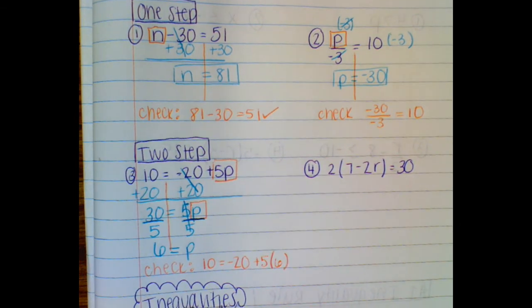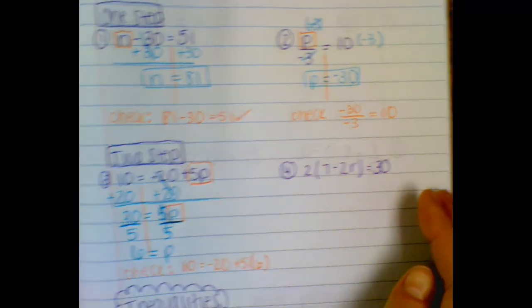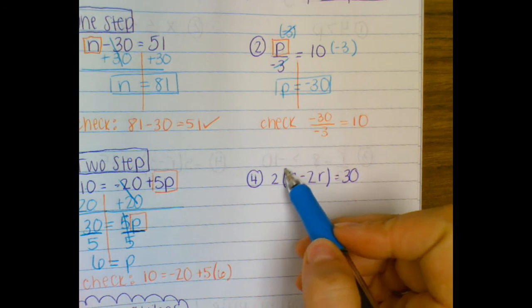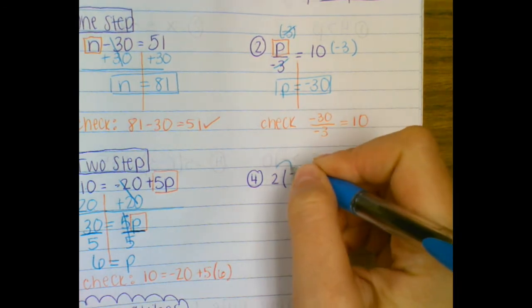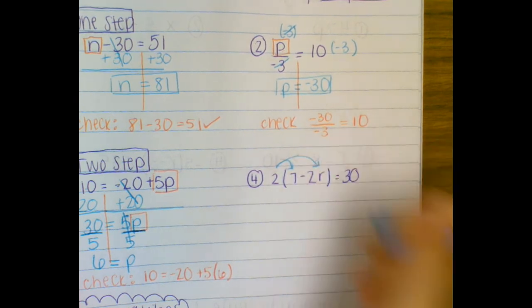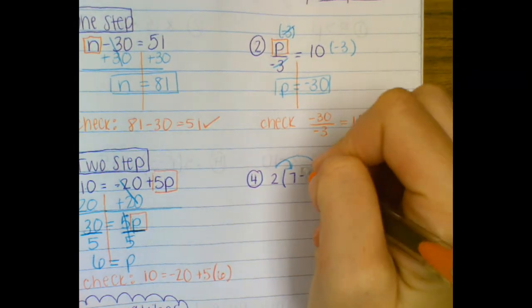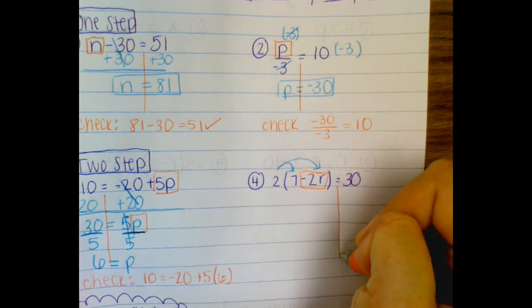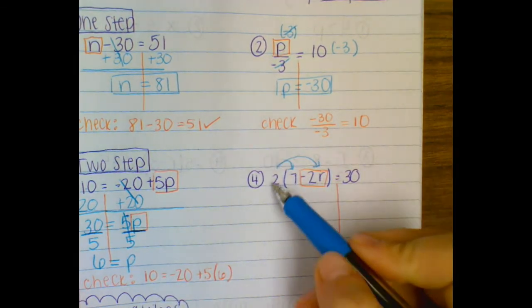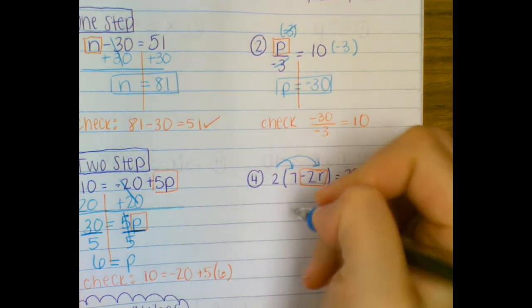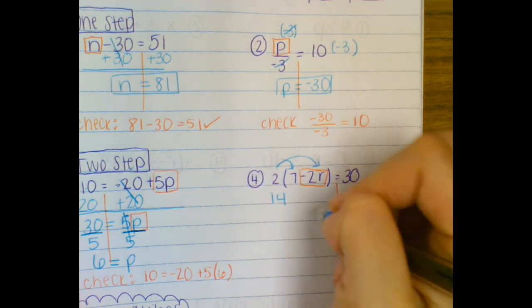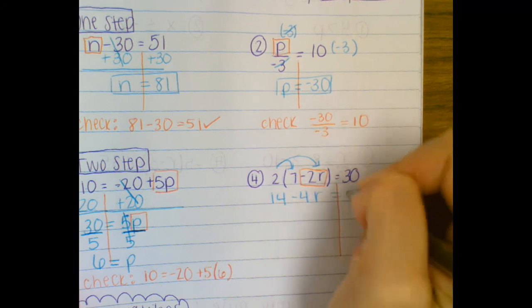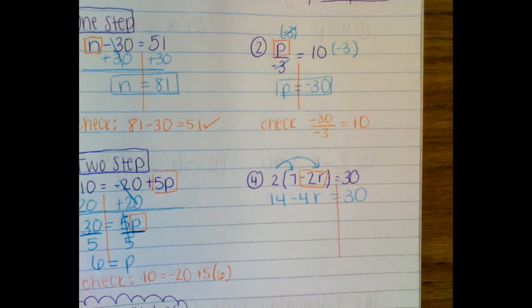Okay, last one for this section is going to be this one. Now you should remember that when something's outside of parentheses, that means you have to distribute. That's always the first thing that you have to do. However, you can still box your variable and draw your line. That doesn't hurt. So 2 times 7 is 14. 2 times -2 is -4. r equals 30. And go ahead and solve this one.